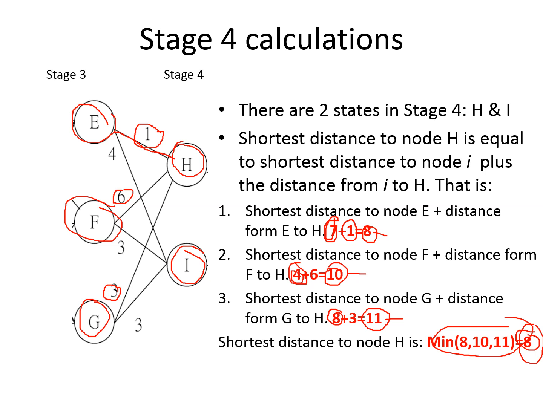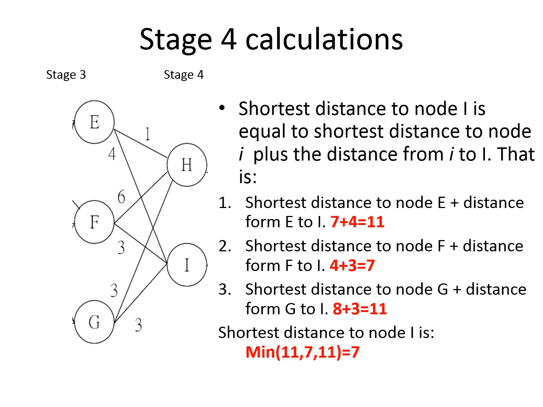So what if you are in stage 4, but in state I, not in state H, what do you do? So we repeat these calculations, and how do we get to I? We can get to I from 3 possible states, E, F, and G again, and then the shortest distance to E, and that's the same number, by the way, that we used in the previous slide, because the shortest distance to E is 7, plus the distance. Now this will differ, the distance from E to I. E to I is 4, and thus we get 11.